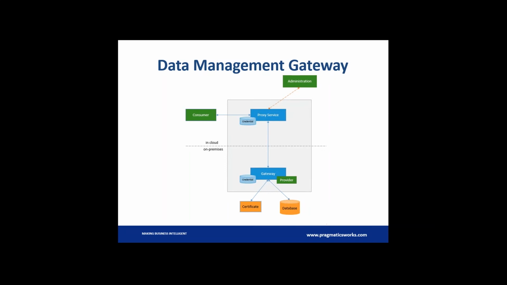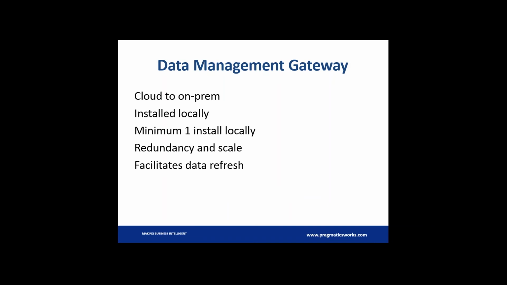Okay, so it handles the communication between those two, and then it goes out and it actually queries the data for us and pushes it back up into the cloud. All right. So again, it's used to move that data. It's used to link the on-prem with the cloud. You have to install that again locally on your computer. It's a real small download. It's very, very lightweight, but you'll see here in just a minute that you do have to have that installed and configured locally. You do have to have a minimum of one local instance.